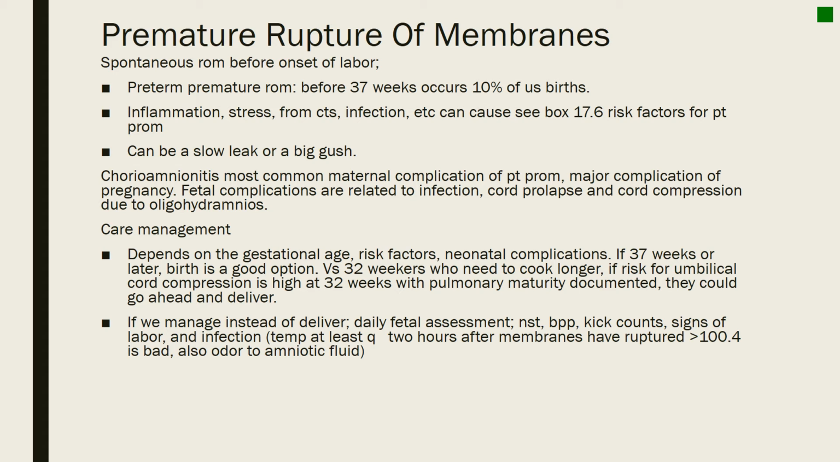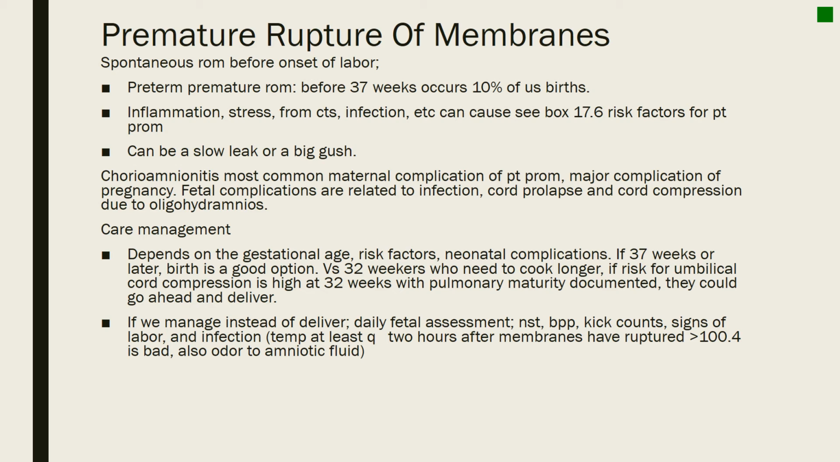Chorioamnionitis is the most common maternal complication from preterm premature rupture of membranes. Fetal complications are related to infection, cord prolapse, cord compression due to oligohydramnios, not enough fluid. Care is going to depend on the gestational age, the risk factors, the neonatal complications. If 37 weeks or later, we can birth that baby. Those babies will be fine.